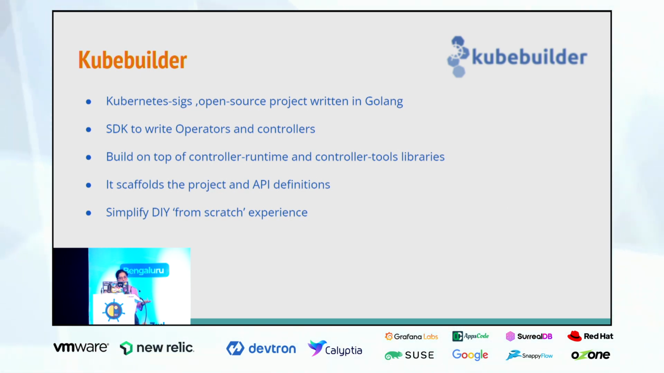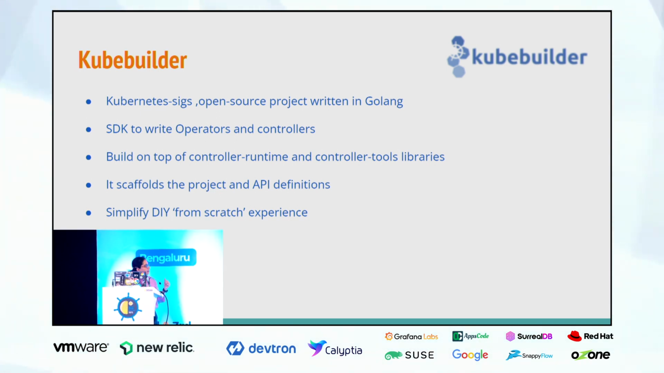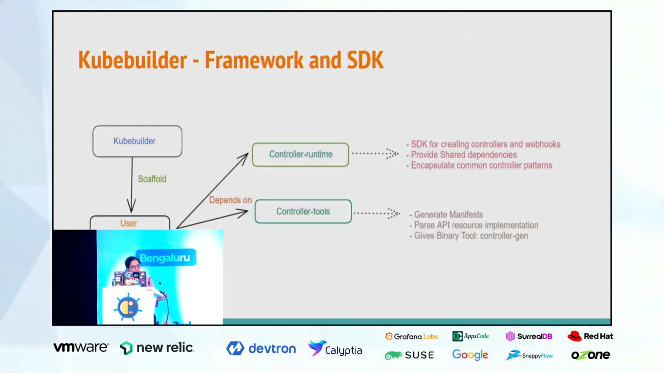This is an open source project maintained by Kubernetes SIG API Machinery. It is an SDK written in Golang, and it also uses controller-runtime and controller-tools as sub-projects. It gives a DIY, from-scratch experience, but simplified, and it scaffolds the project structure for us, and we only have to write our own API definition and our own controller.